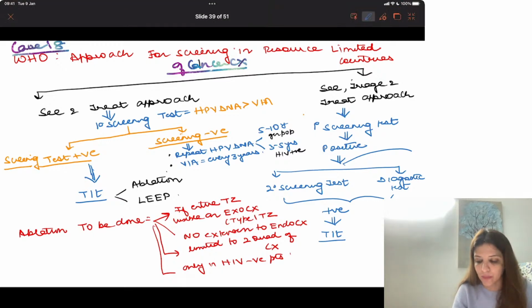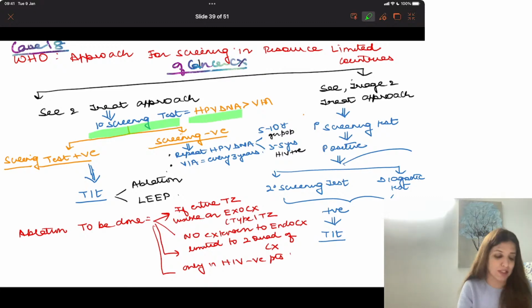In see and treat approach, the primary screening test is HPV DNA. That is the first choice which has been given by WHO. And if HPV DNA is not available, then VIA. And see and treat approach means that you have to do a screening test. If screening test is positive, based on the result of screening test, you do the treatment. Treatment can be ablation or LEEP.